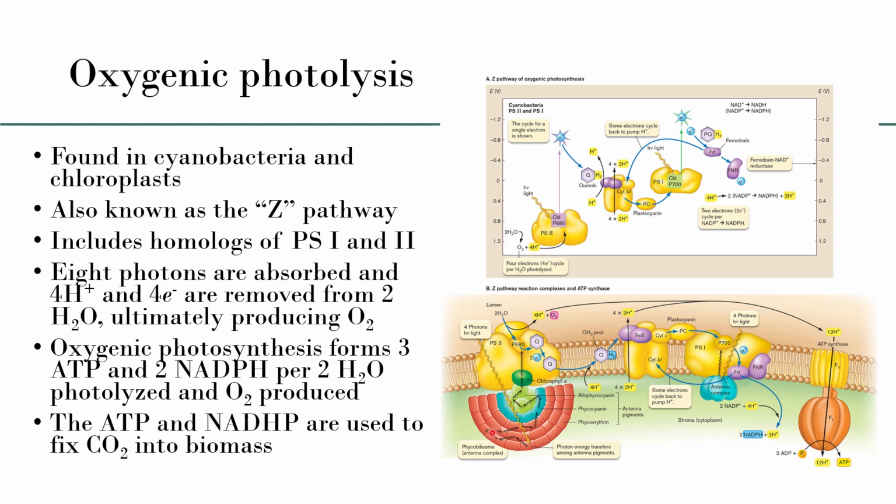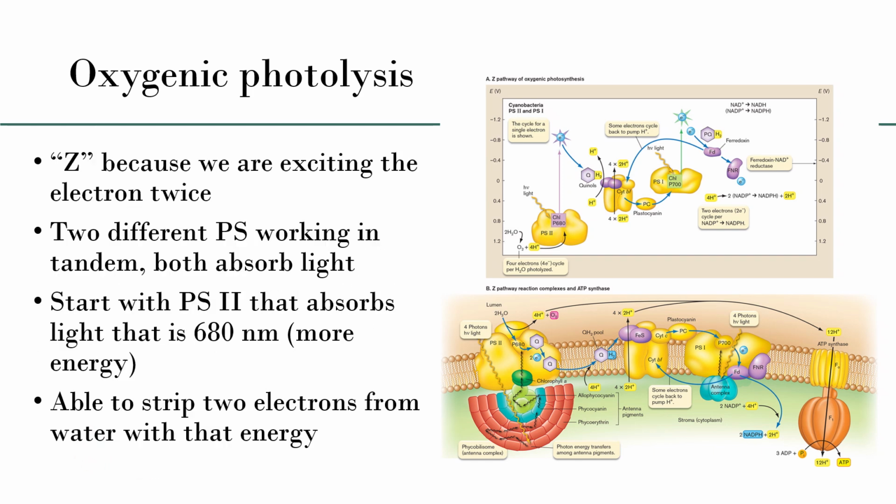So with this, 8 photons get absorbed, and 4 hydrogens and 4 electrons are ultimately removed from water. So we use water as the electron donor, and this is going to produce oxygen. That's why it's the oxygenic pathway, oxygenic photolysis. Then we're going to form 3 ATP, 2 NADPH, and 2 oxygens are going to be produced. And then we are going to take the ATP and the NADPH that we make and fix CO2 into biomass.